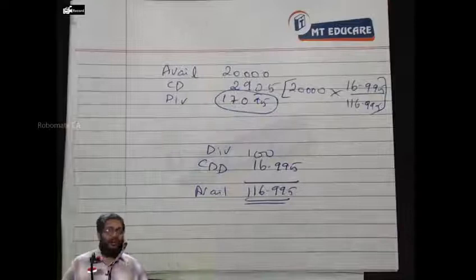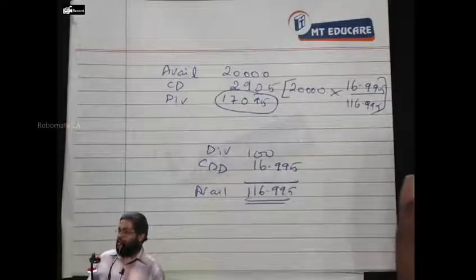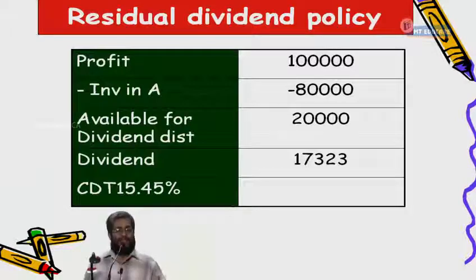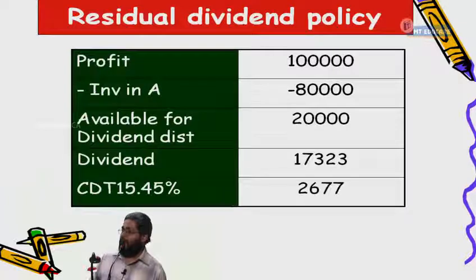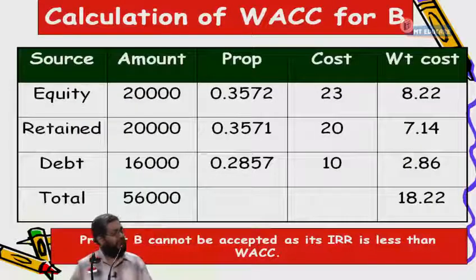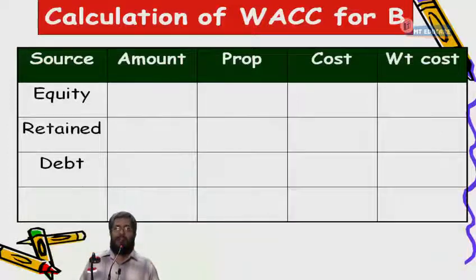Now, here a small mistake, not mistake. Previous batch, I did not correct it. It is 17,323 because the surcharge has been increased. Okay, and the 15.45% tax is an old calculation. We'll do it once again. Can I proceed or not? Now, with this, the problem has been completed.